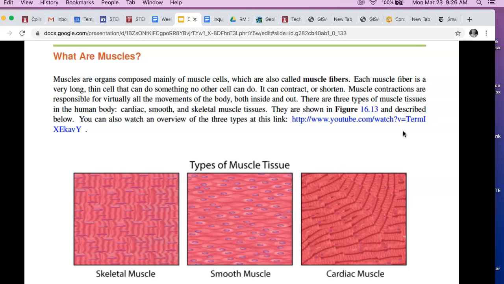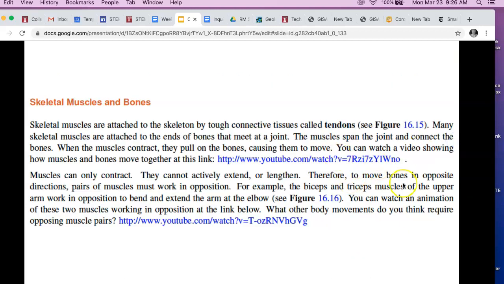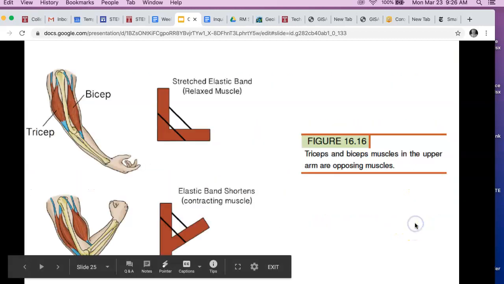These, as you can tell, skeletal muscles are what hold the bones and move the bones. Smooth muscles are what's in your digestive system. The cardiac muscle is your heart. Read about skeletons and muscles.